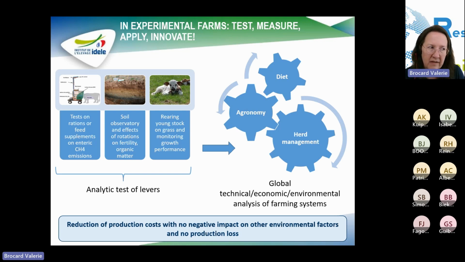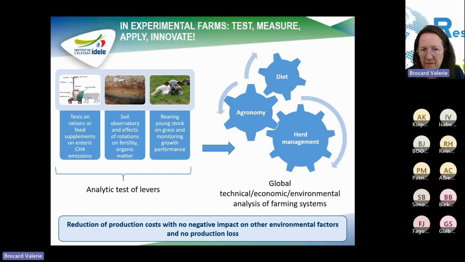And finally, it's much easier to have continuous monitoring of some specific data like the growth of the young stock from birth till first calving. It can be done on some commercial farms, but if you want to repeat the measurements on a large number of animals every year with different types of diets, it's easier to do on experimental farms.